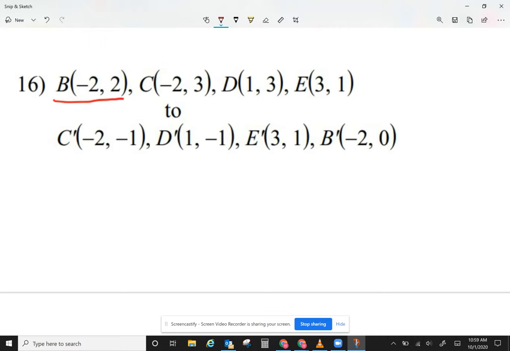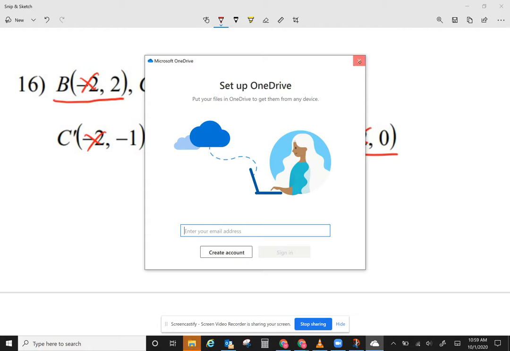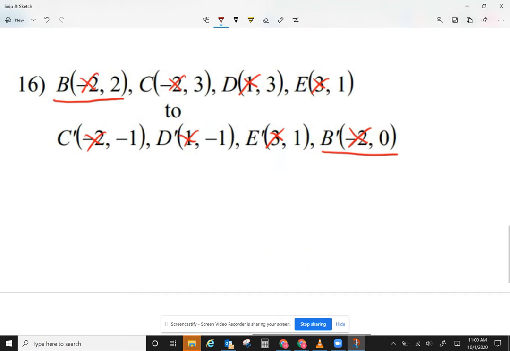Now let's take a look at number 16. I have b on the far left and b prime on the far right, and I said usually that happens on reflection. Now, on reflection, I noticed that my x value here did not switch. I quickly take a look at my C's, my D's, and my E's, and I noticed that neither of my x values switches. So I'm on the right track. The only one that changed was the y value.